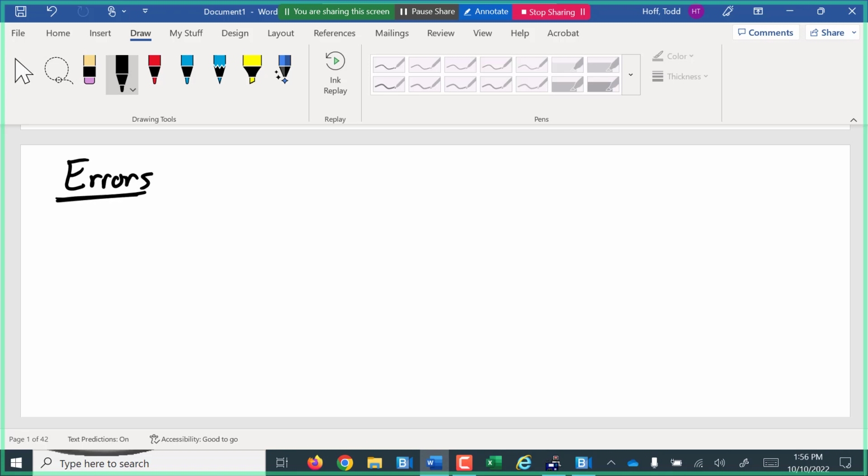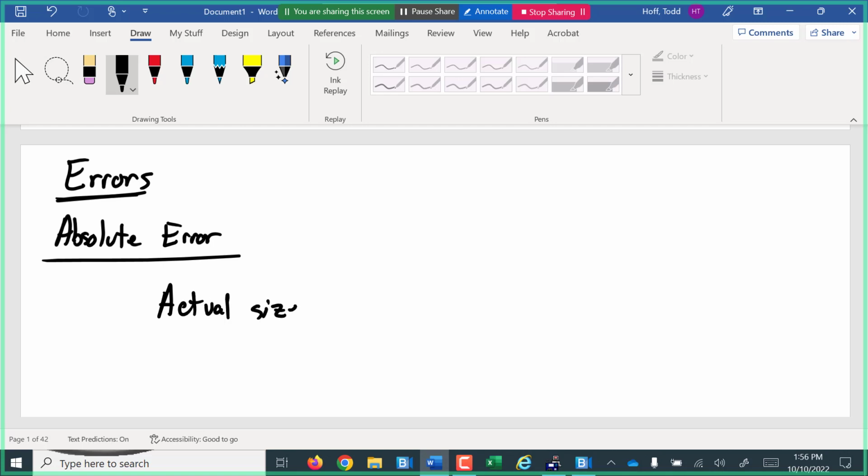So we saw that there is a possible error built into every measurement. Well, let's look at real errors. So the first type of real error is something called an absolute error. And an absolute error is simply a difference between an actual length or actual size and the measured size.